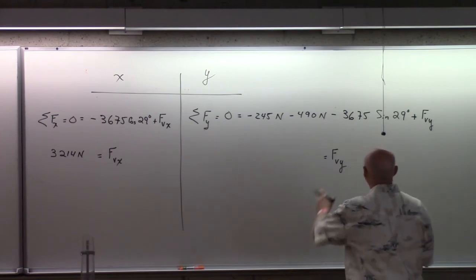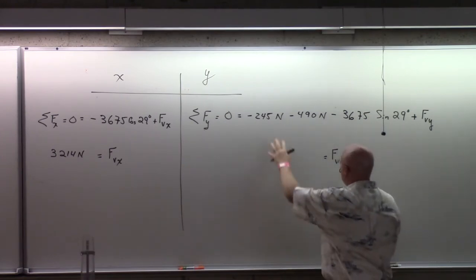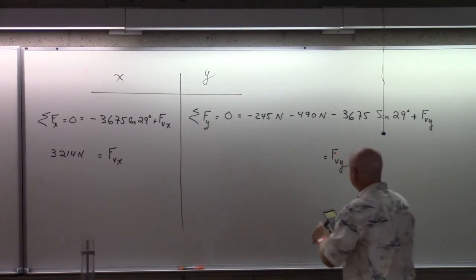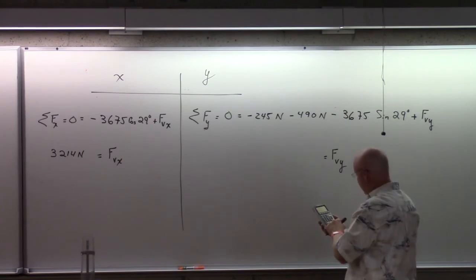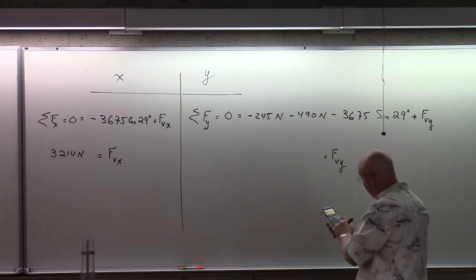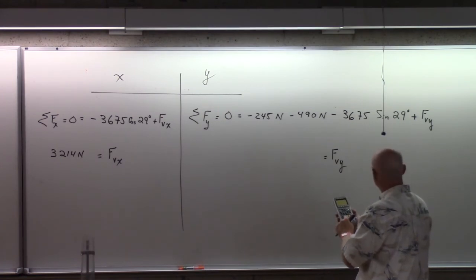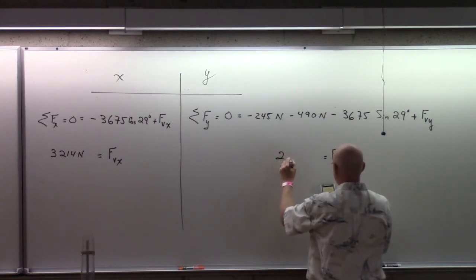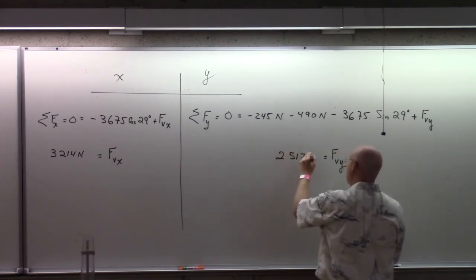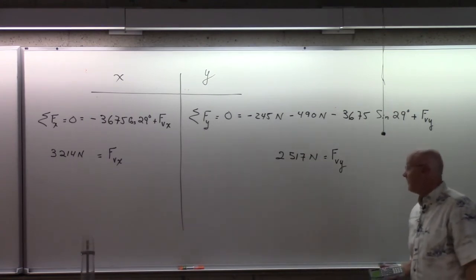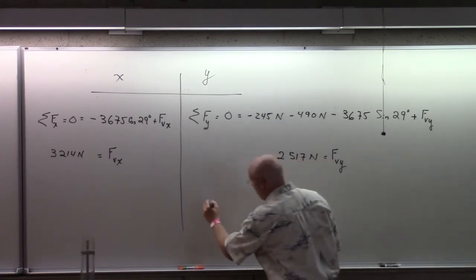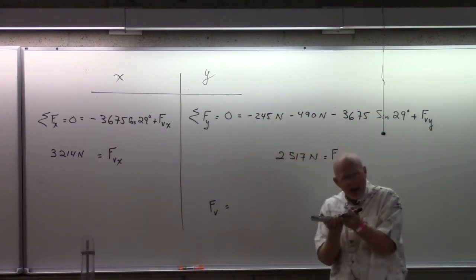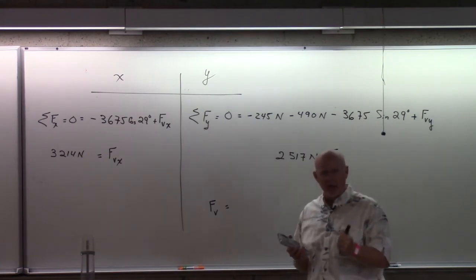And in the Y direction, I'll just imagine these on the other side. So that'll be a plus 245, a plus 490, a plus 3,675 times the sine of 29. And this would come out to be 2,517 newtons. And so finally, I can answer the question: what is the amount of force coming from that hip bone, shoving into my vertebrae here?